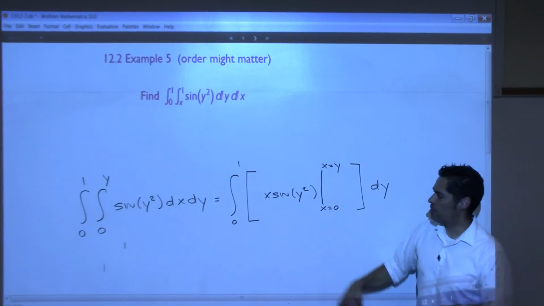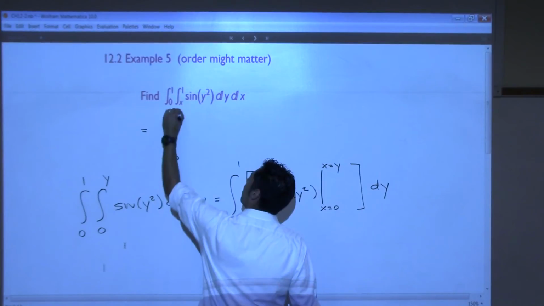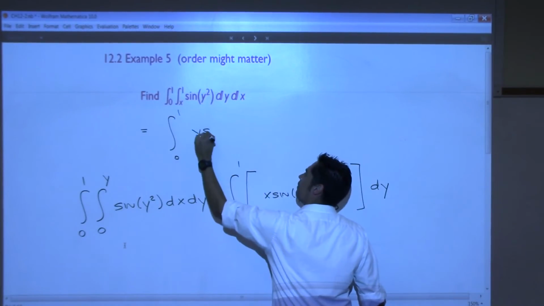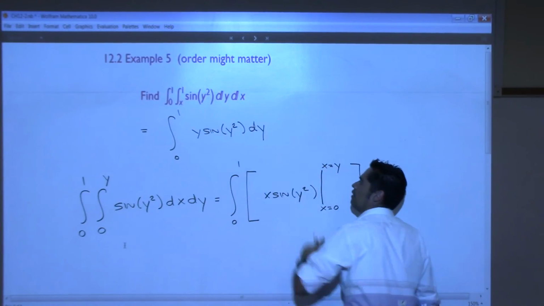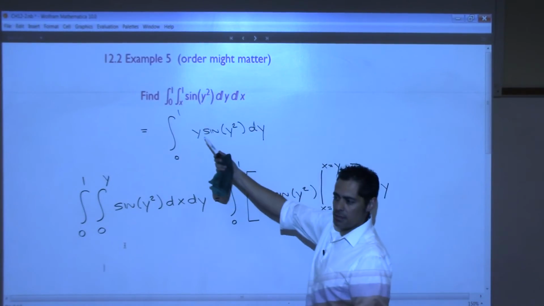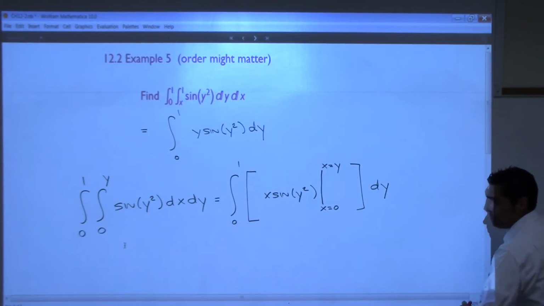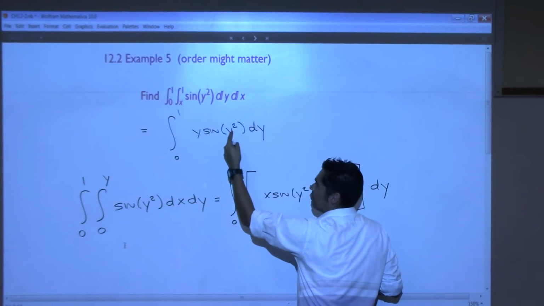Right? So this will become, do it up here, integral 0 to 1, y sine y squared dy. Now is that something you can integrate? Yes. That y out front saves you, doesn't it? It's just a basic u sub. Basic u substitution. Take this to be u. What's the derivative of this? 2y.